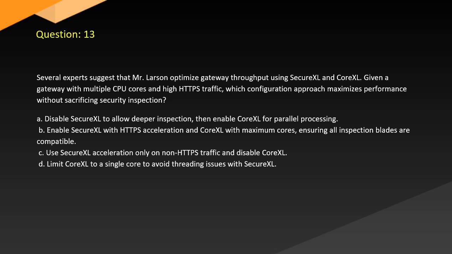A. Disable SecureXL to allow deeper inspection and enable CoreXL for parallel processing. B. Enable SecureXL acceleration and CoreXL with maximum cores, ensuring all inspection blades are compatible. C. Use SecureXL acceleration only on HTTP traffic and disable CoreXL. D. Limit CoreXL to a single core to avoid threading issues with SecureXL.